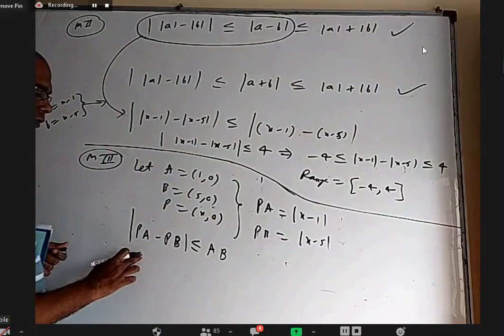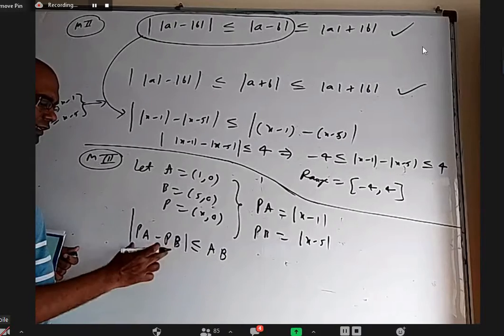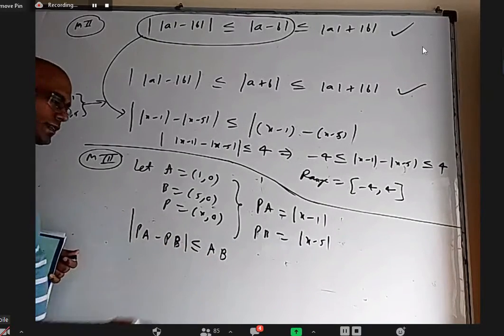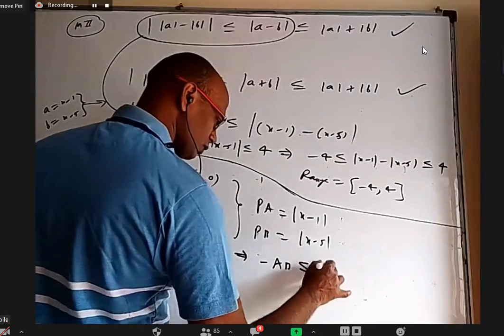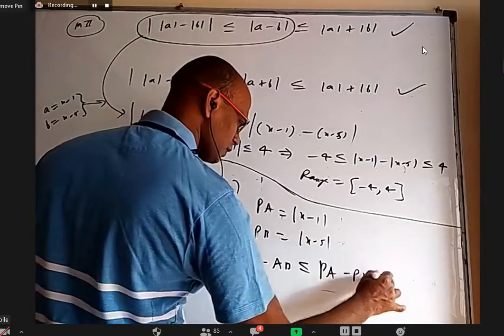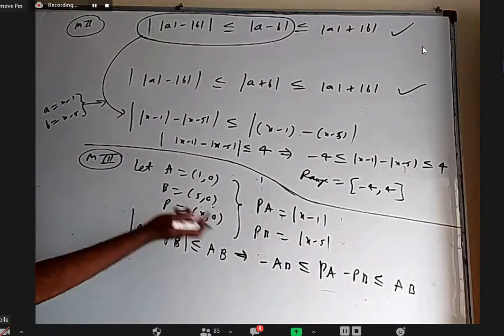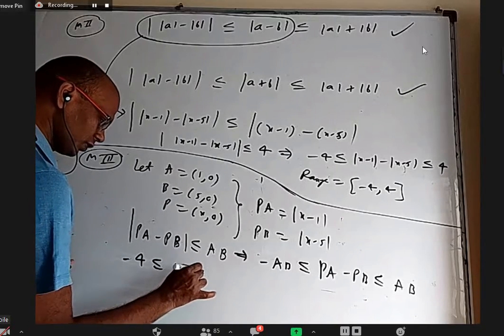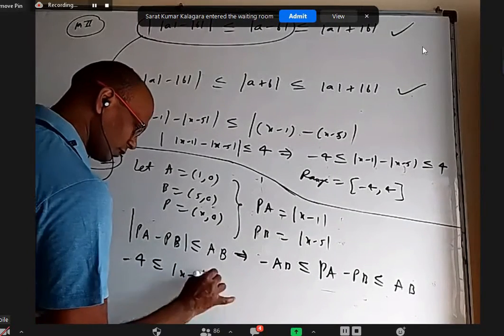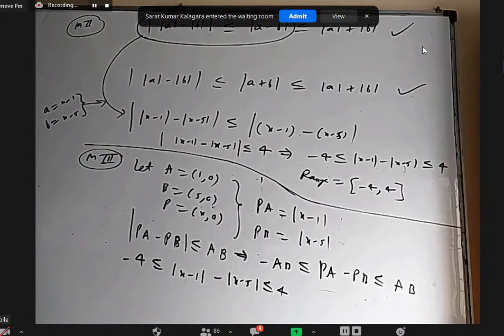Okay. So if mod of something is less than or equal to AB, I can say the inner part is between minus AB to plus AB. So minus AB less than or equal to PA minus PB less than or equal to AB. AB means distance between A and B is 4 units. So minus 4, PA is mod x minus 1 and PB is mod x minus 5. That's it. Done.